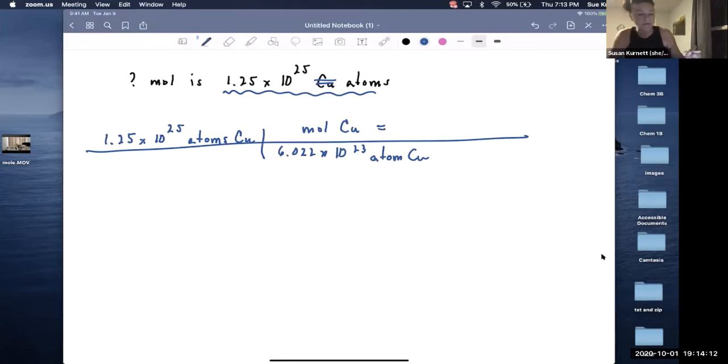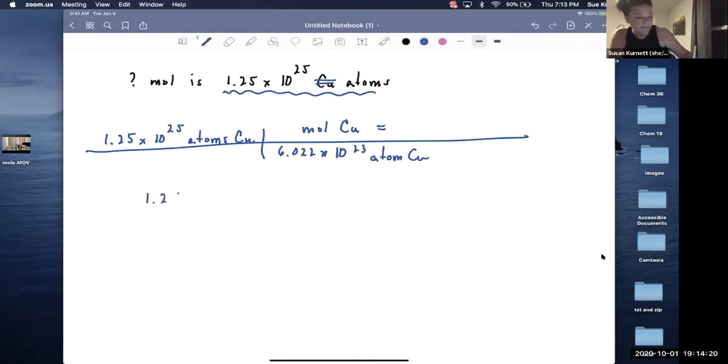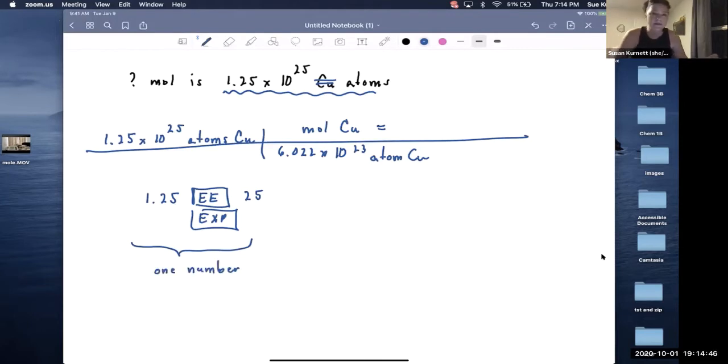So sometimes students run into problems here because they're not using their calculators correctly. To do this, you want to say 1.25, either EE or EXP, whatever your calculator has, and then you put in the exponent, which is 25. When you type it in this way, it is one number, and the calculator knows that. Does it matter at the beginning? Could you put times 10 to the 25? Sure, it wouldn't matter. But when you divide, it can lead to problems.